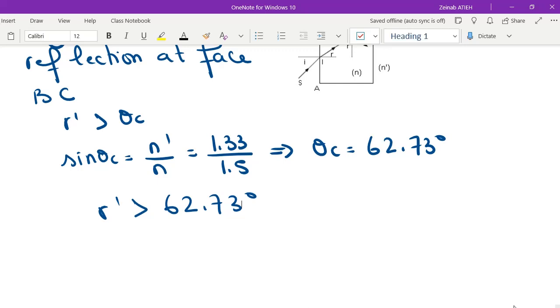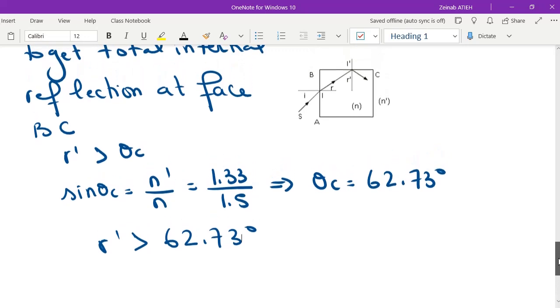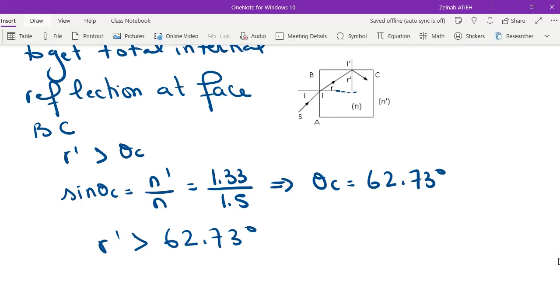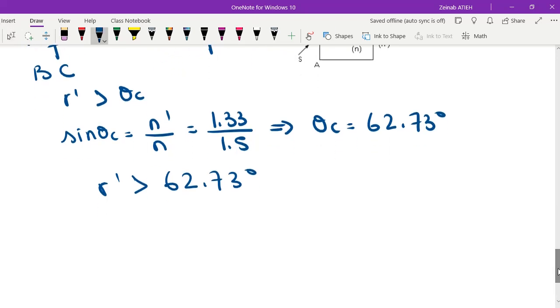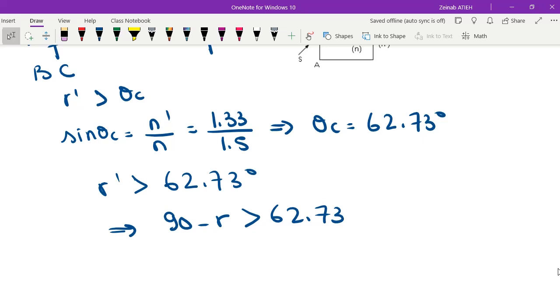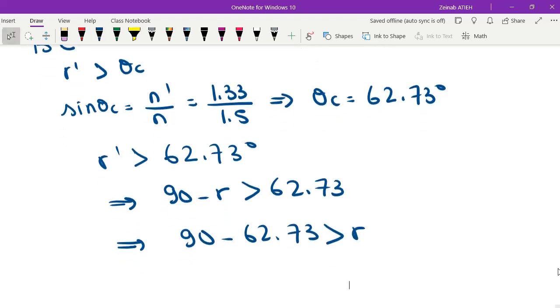What's the relation between R prime and R? As you can see, due to the geometry of the figure, R prime and R are complementary. If I extend this line a bit, we get 90 degrees here. So R prime plus R is equal to 90, and R prime is equal to 90 minus R. This implies R prime, which is 90 minus R, must be greater than 62.73. So let's arrange: 90 minus 62.73 is greater than R.